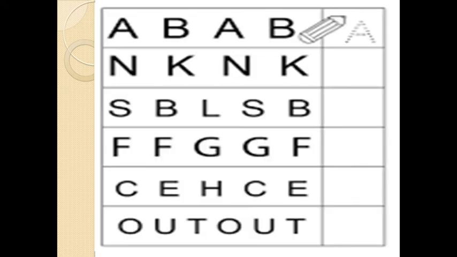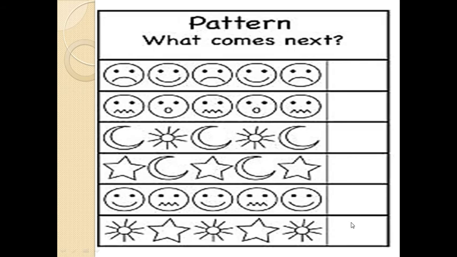And here you can use alphabetical order also. A B A B A B, C A B C, like anything. Three letters you can use. See, O U T out, O U T out. This is also a pattern. See, I am using here faces: happy face, stars, moon, sun, cookie. So what comes next here?